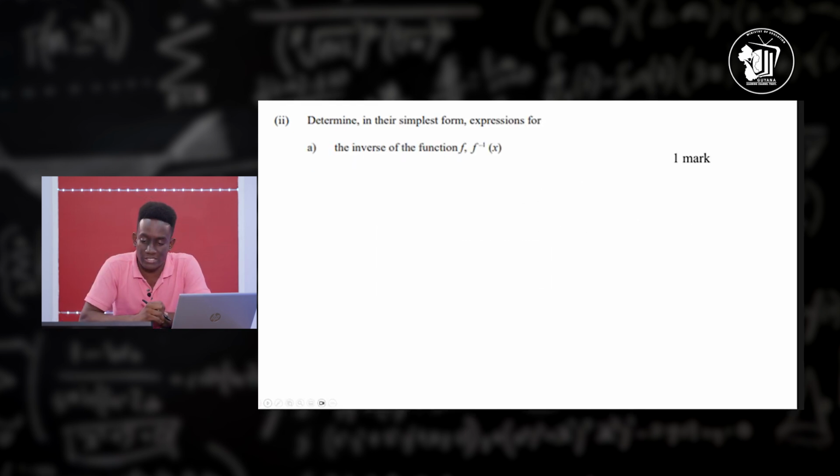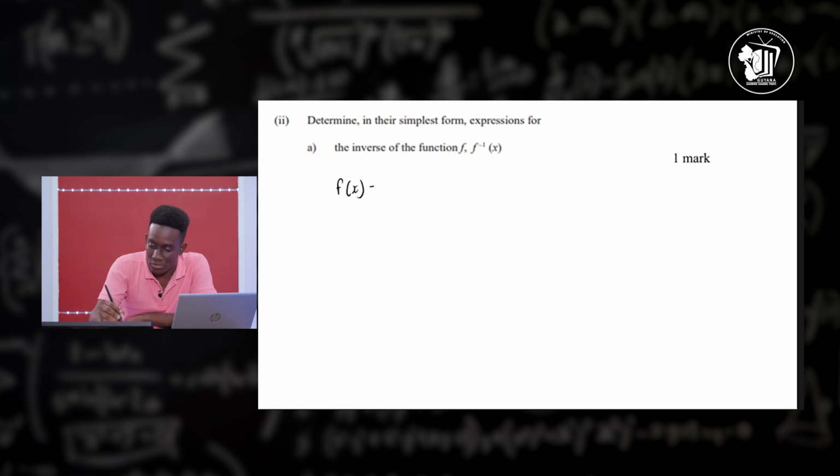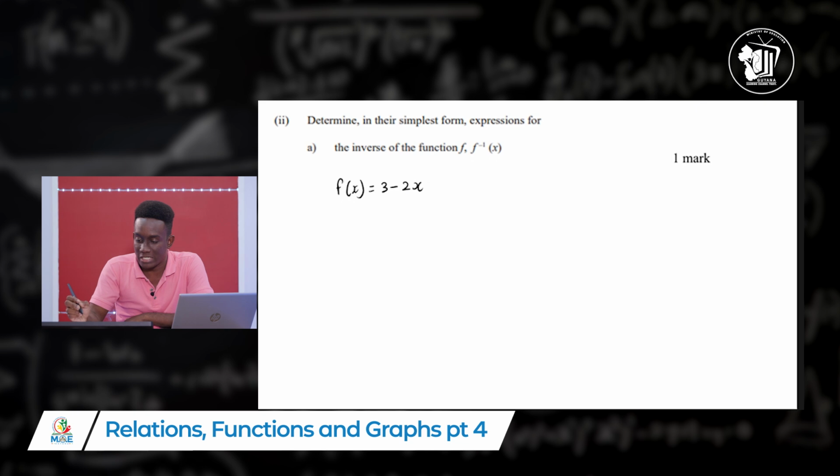So the second question says, determine in their simplest form expressions for, and we have the first one, the inverse of the function f, f inverse of x. So first of all, let's write back the function f of x, just to remind us what that function is. So the function is f of x is equal to 3 minus 2x. So we want to write an expression for f inverse of x. So we go through the steps.